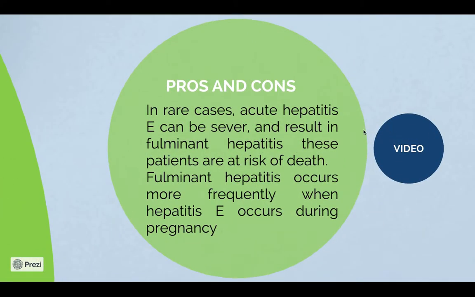Pros and cons: in rare cases, acute hepatitis E can be severe and result in fulminant hepatitis disease. Patients are at risk of death. Fulminant hepatitis occurs more frequently when hepatitis E occurs during a pregnancy.